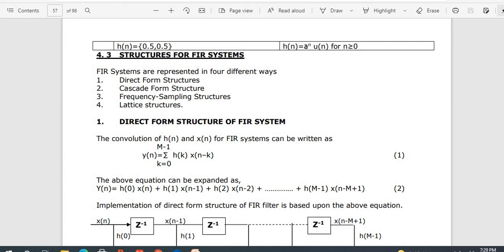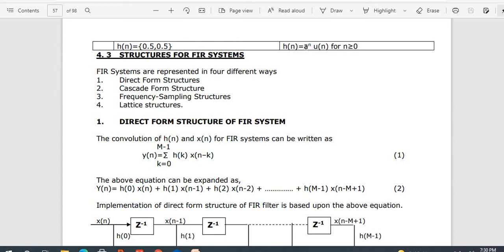Now, how do we design the structures for FIR systems? There are various methods we can use to design the filtration structures for FIR systems. They are direct form structures, cascade form structures, frequency sampling structures, and lattice structures. By considering these structures, we can design and find out the structures for FIR systems.